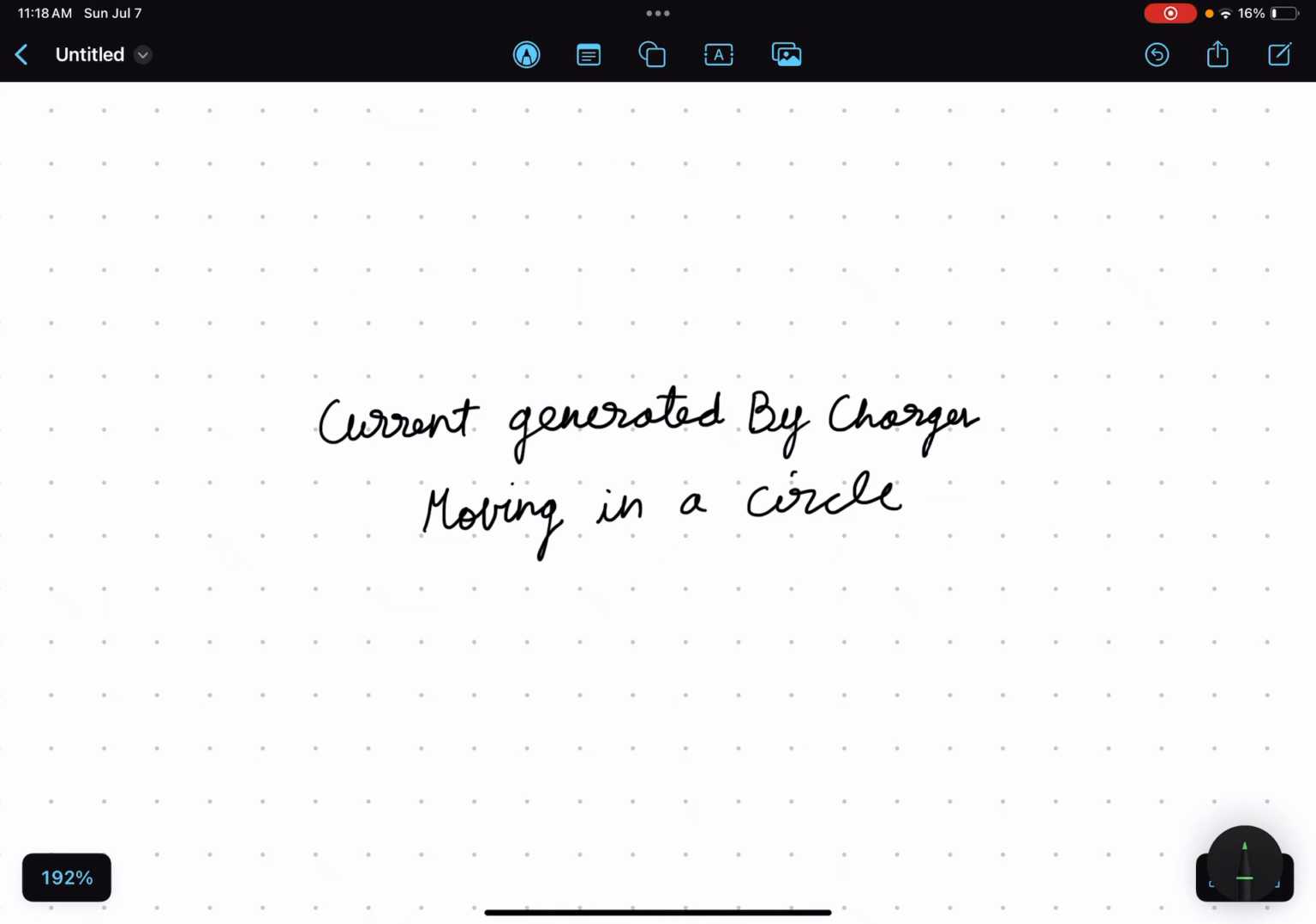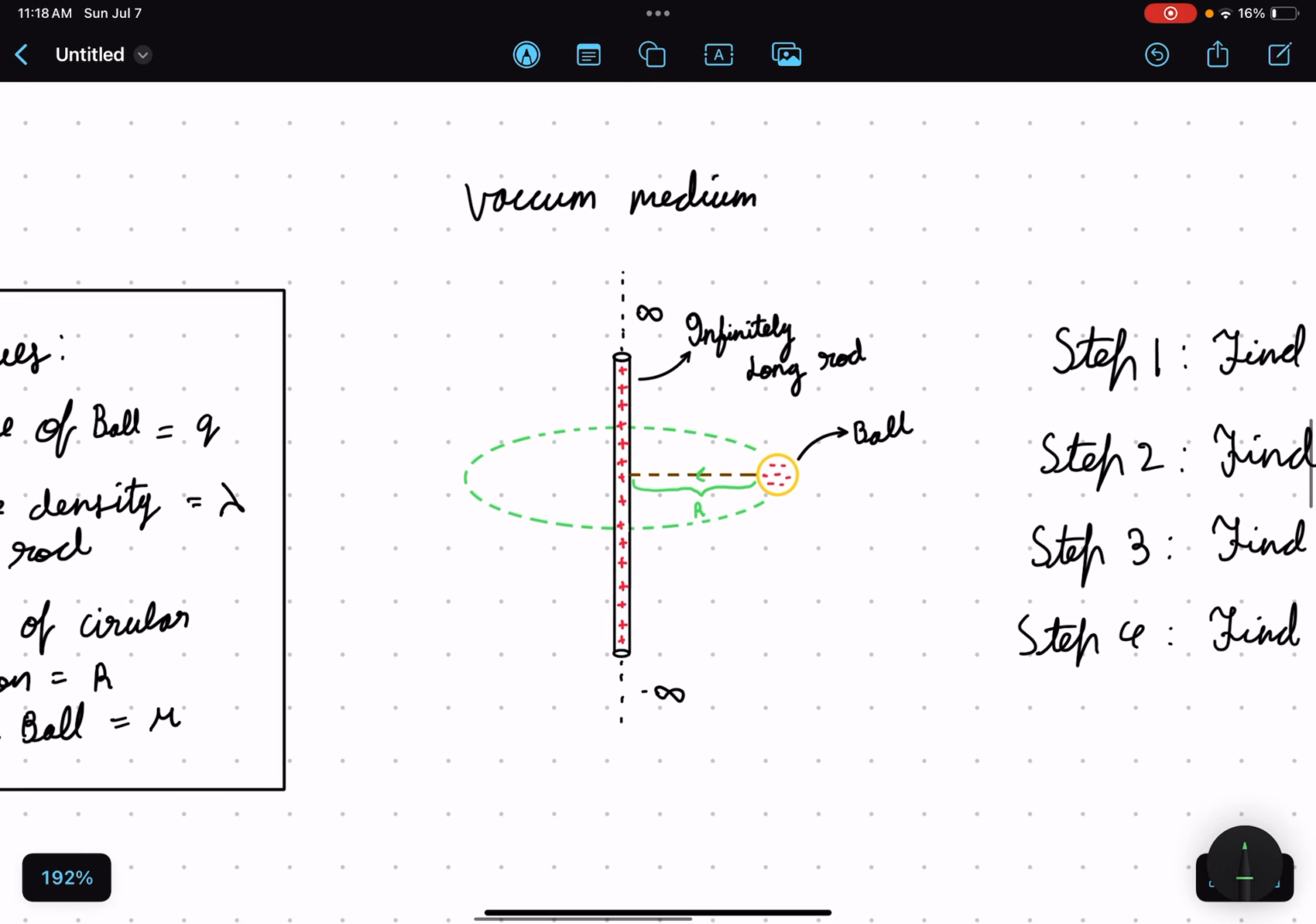So, today we're going to be talking about the current generated by charges moving in a circle. I have drawn a case here to represent this situation where we have an infinitely long rod and a ball of negative charge which is orbiting it with a time period. As it's orbiting, it's going to have some centripetal force that keeps it in the circular motion, which is basically the electrostatic force between them, and all of this is occurring in a vacuum medium.